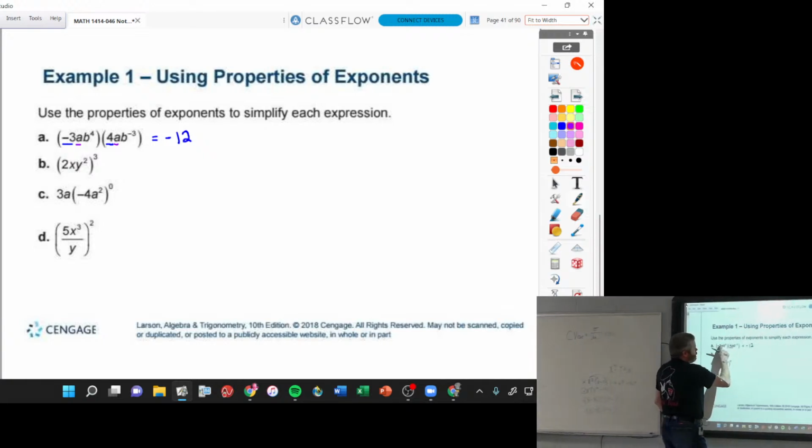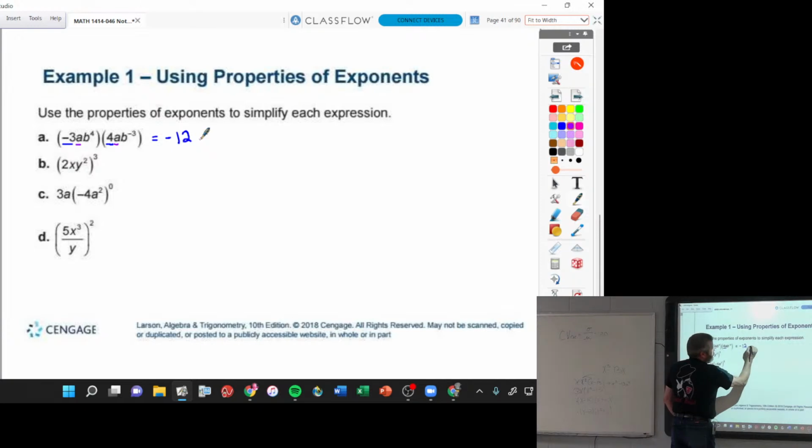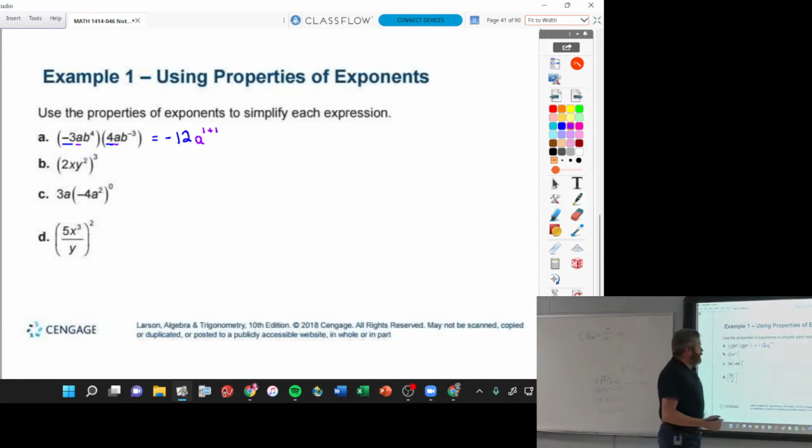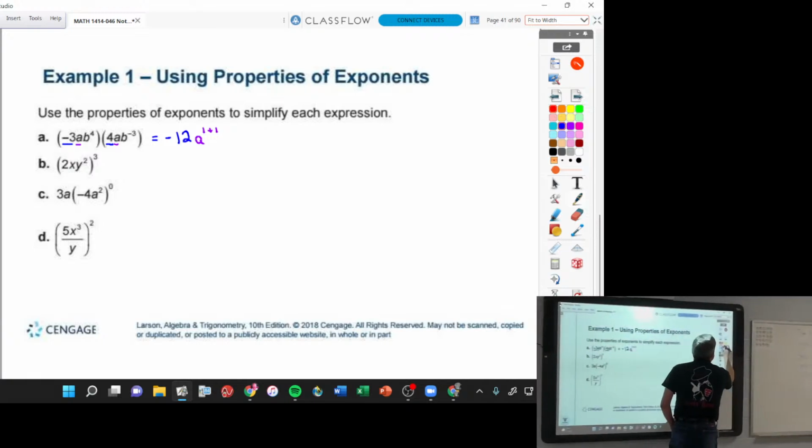When you have the same base, a and a, and you're multiplying, you keep the base and you add the exponents. So the exponents are 1 plus 1. I'm going to go ahead and write that out this time, but as I go on, I'm going to kind of stop writing these out.